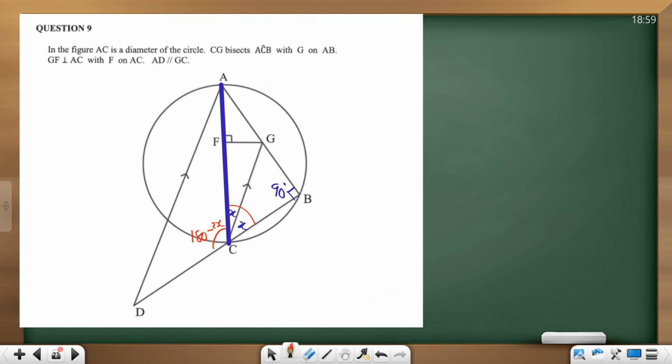Yep. Yeah? What's your reason for saying angle D equals to x? What's your reason? Sorry? There? Okay, look. We know this and this will be 2x though. But how do you know it's x and x?